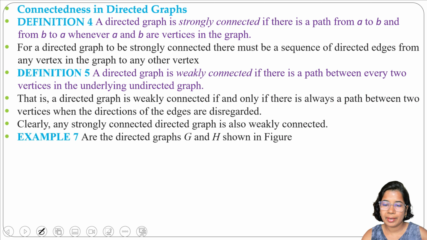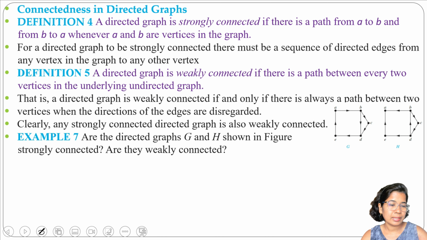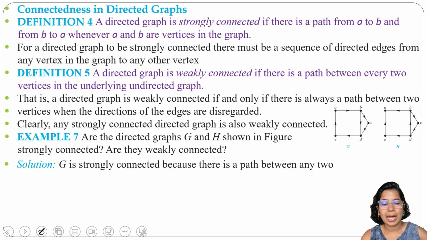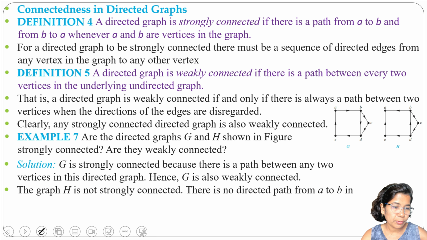Now example 7: are the directed graphs G and H shown in the figure strongly connected or weakly connected? These are G and H. Now check G. A to B there is a directed path, A to C there is a path, A to D there is a path, A to E there is a path, A to A there is a path. You can check for all pairs of vertices there are directed paths, hence G is strongly connected. As G is strongly connected, G is also weakly connected. If we remove the direction, there are paths between every pair of vertices.